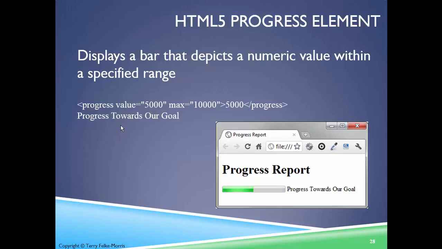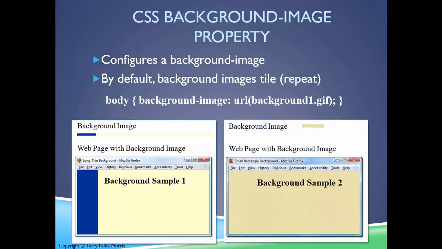Here's another one, the progress bar. It displays a bar that depicts a numeric value, again, within a range. So it shows you how far you've come. Sometimes what people like to see is possibly, like, as they're downloading some software. You might show something like that that says you're half done or whatever it happens to be. All right. Background images. Bottom of page 151 in your textbook.